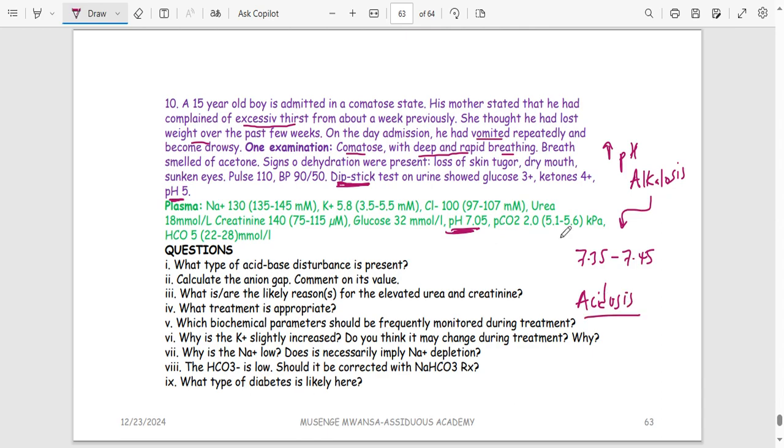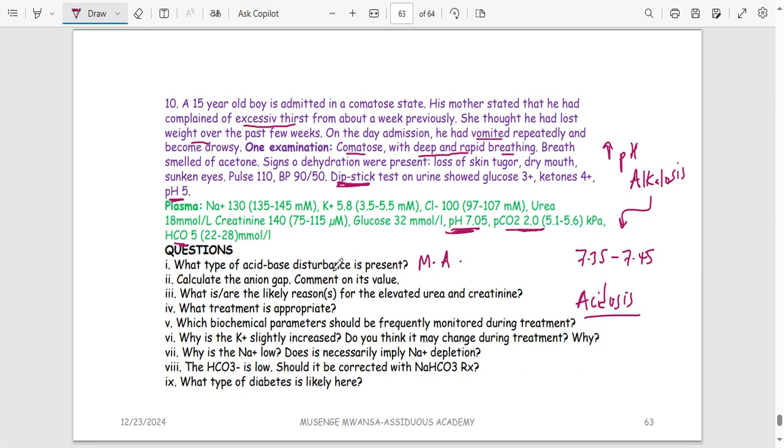And then what would be the cause? If carbon dioxide is high, that would be respiratory, but carbon dioxide is low here. Bicarbonate is 5, that is also low, isn't it? So that means that this is metabolic acidosis.